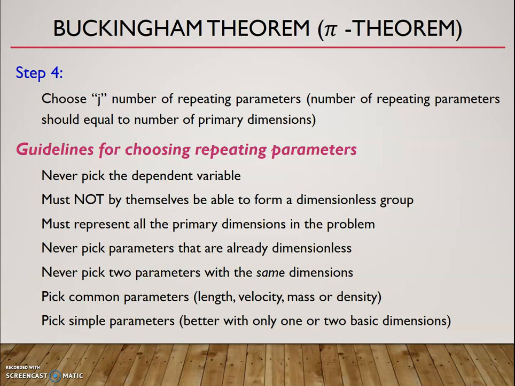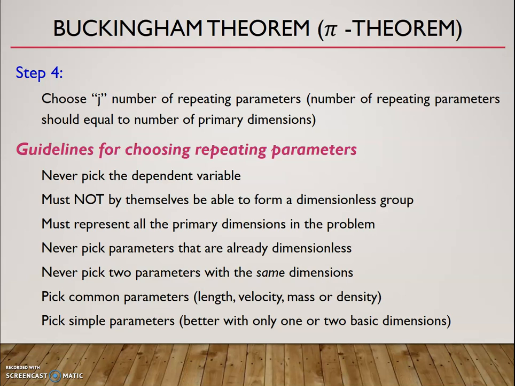Also, when you select repeating parameters, you have to make sure they include all the primary dimensions. If the parameters include mass, time and length, then you have to select repeating parameters which include all those 3 primary dimensions. And make sure never to pick 2 parameters that are already dimensionless, or 2 parameters with the same dimensions, as repeating variables.